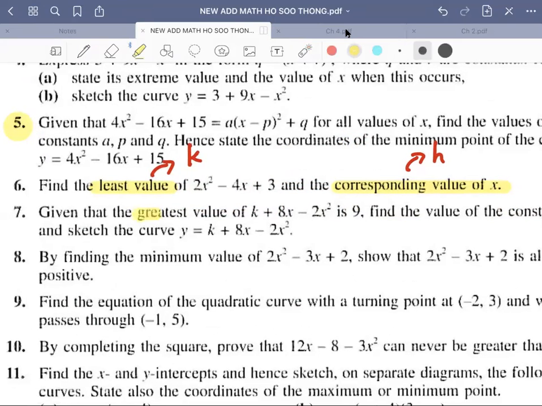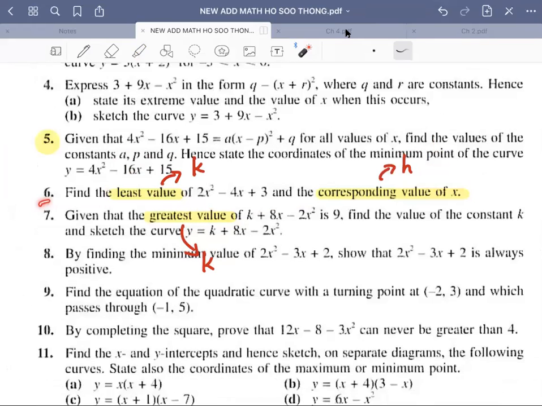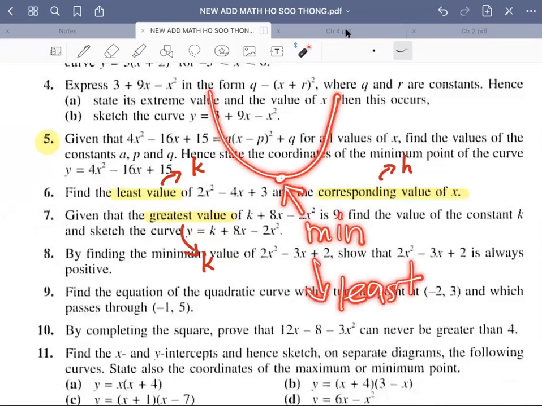All right, and then for number 7, okay, so greatest value is also k. All right, but what's the difference between least value and greatest value? All right, their difference is from how their graph looks like, because from number 6, this x squared here is positive, right? That means if it's positive, your graph is happy, right? So that's why it's called least value because it's in the minimum point. That's why it's called least value, all right?